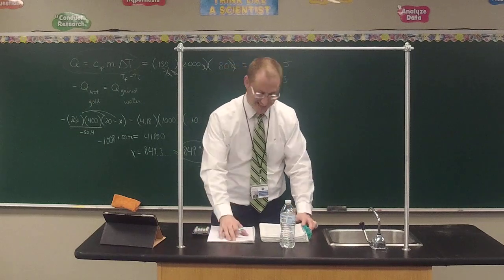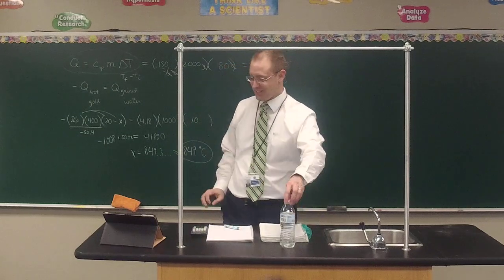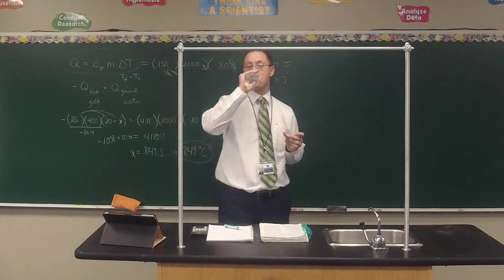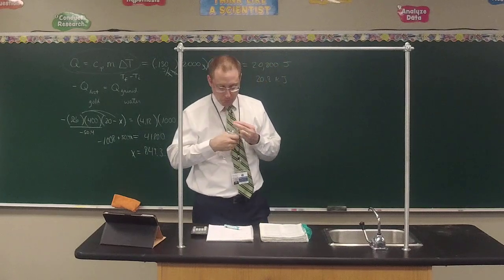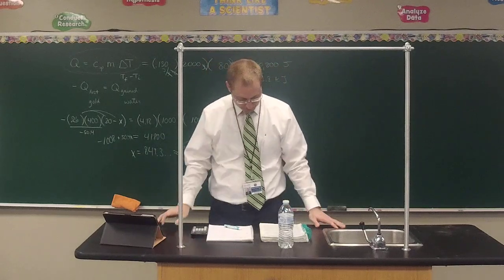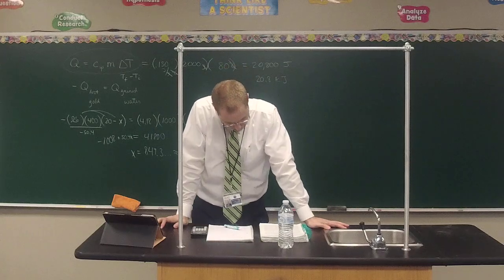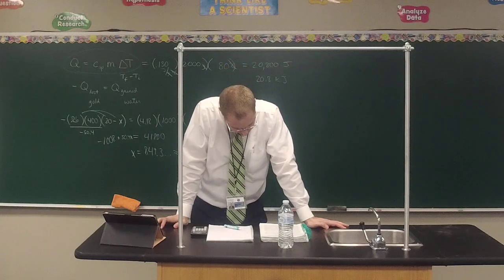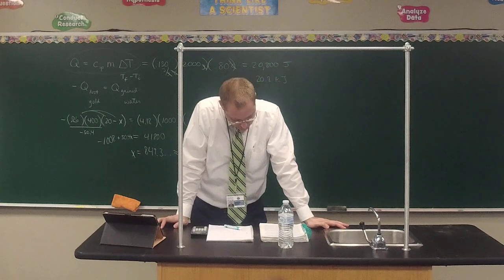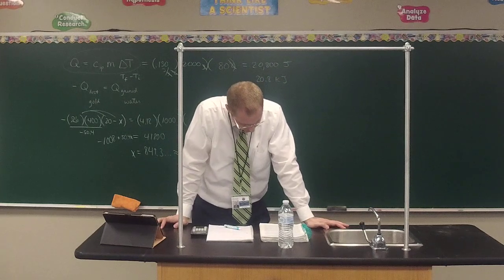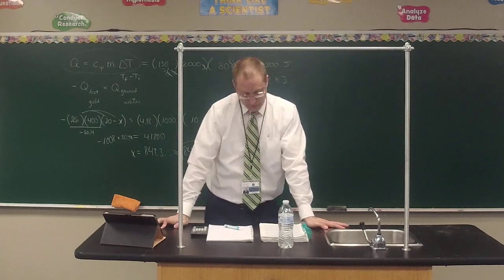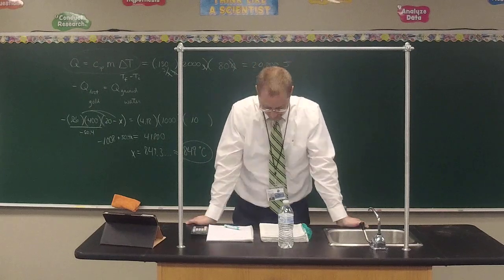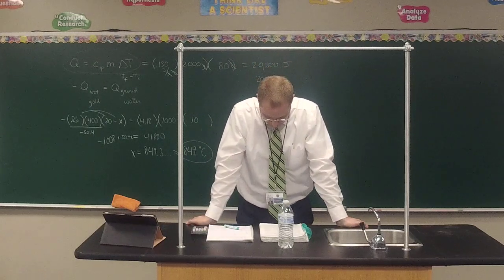All right, number 19. Go ahead and read that for us if you would, Audrey. Lead shot weighing 810 grams at 100 degrees Celsius is dropped into a calorimeter cup containing 350 grams of water. The cup is 200 grams of copper, and both the cup and water are initially 15 degrees Celsius. What is the final temperature?